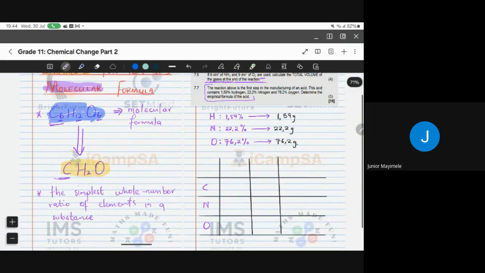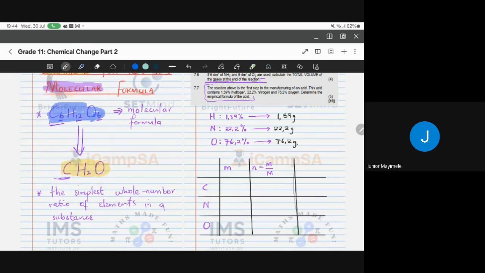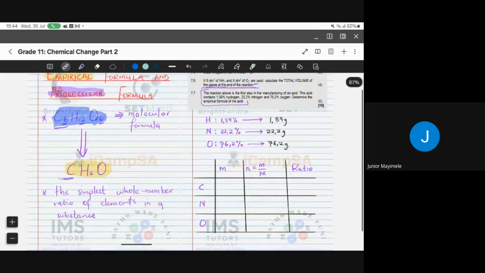Now, you have your mass here. You will put your masses there. Here you want your number of moles, which is n equals m over M. Okay, this space might not be enough for that, so we can just make it a bit longer. And then here on the last column, you have your ratio. This used to be very helpful back when I was doing grade 11 as well.